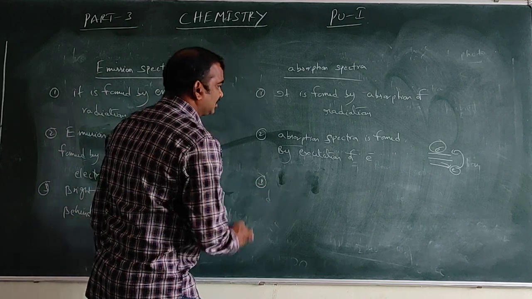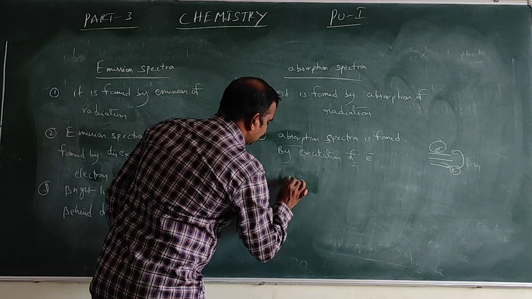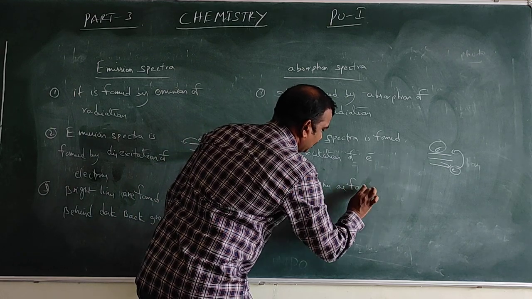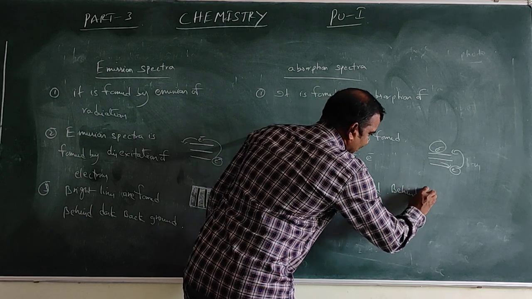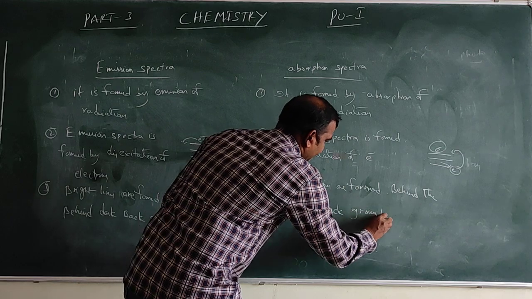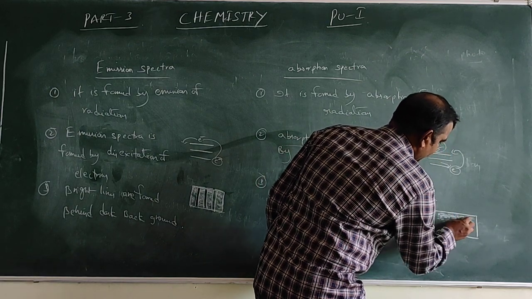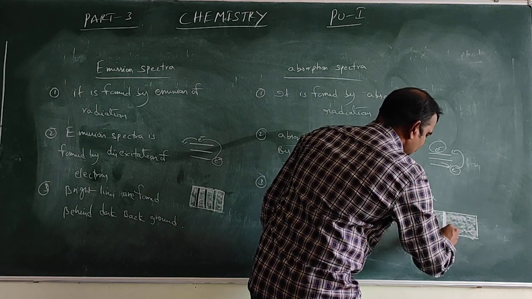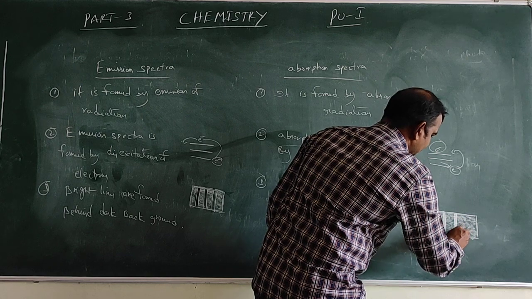But look at the third one. Here energy is gained and the electron goes from a lower level to a higher level. So dark lines are found behind the dark background. Look at here, these are the dark lines. This type of spectrum, with dark lines, is called the absorption spectrum.